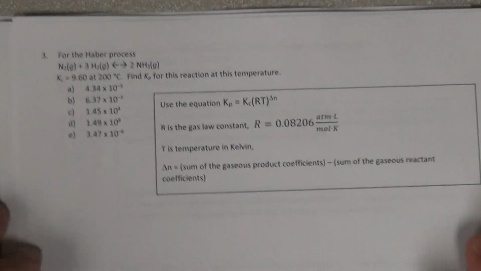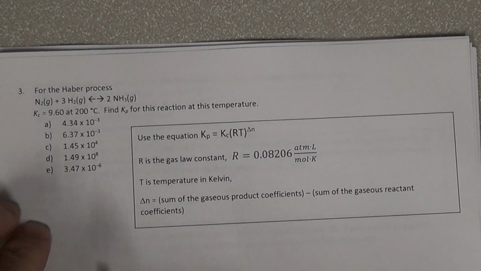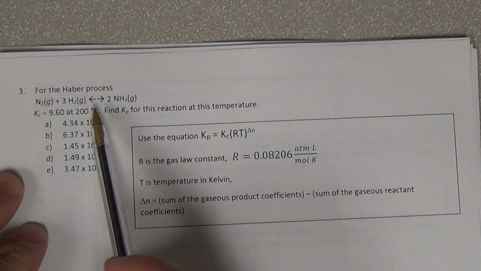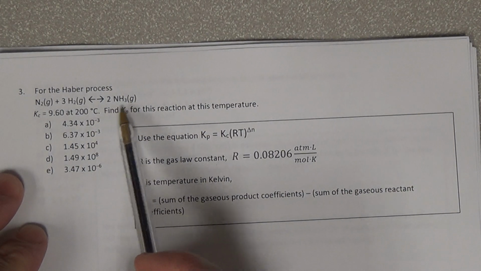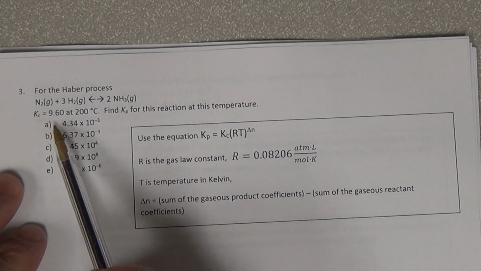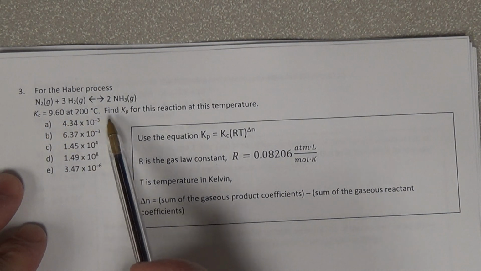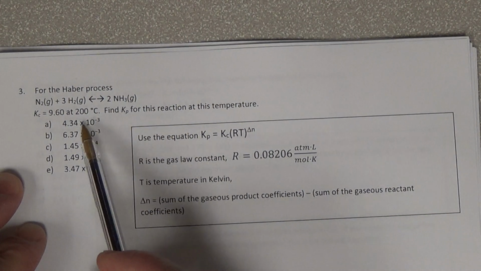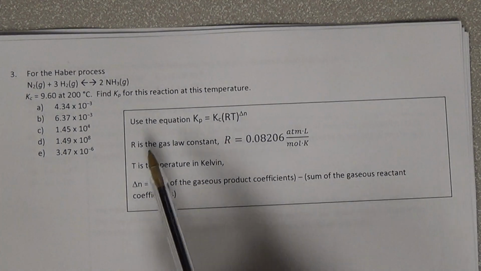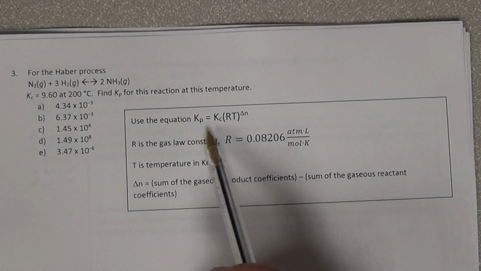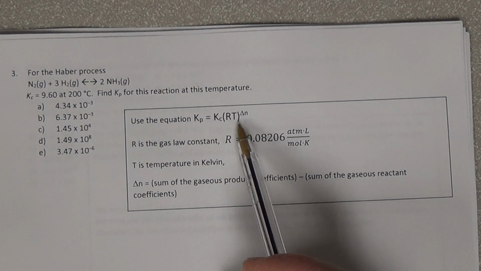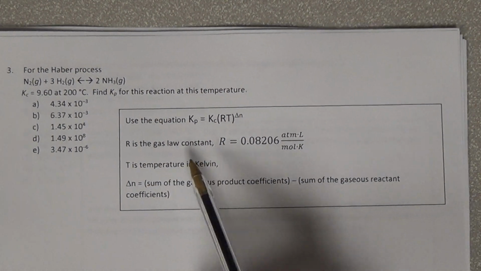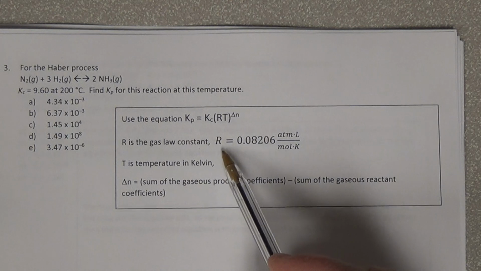Question number 3 is for this Haber process, N2 gas plus 3 H2 gas produce 2 ammonia gas, and we are given Kc equals 9.60 at 200 degrees Celsius. We want to find Kp for this reaction at this temperature. So what do we do? We'll use this equation, Kp equals Kc times RT to the delta n power.